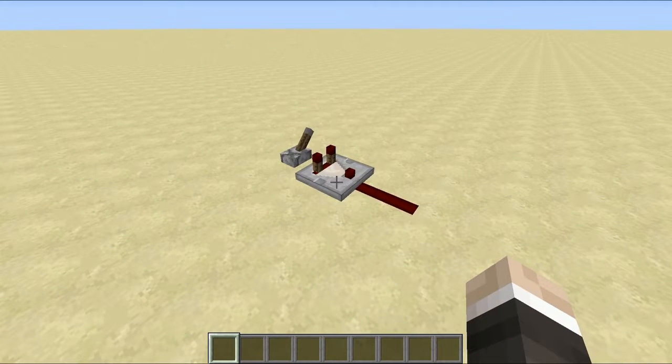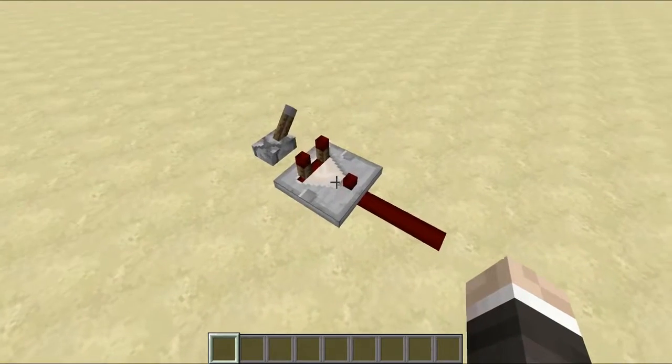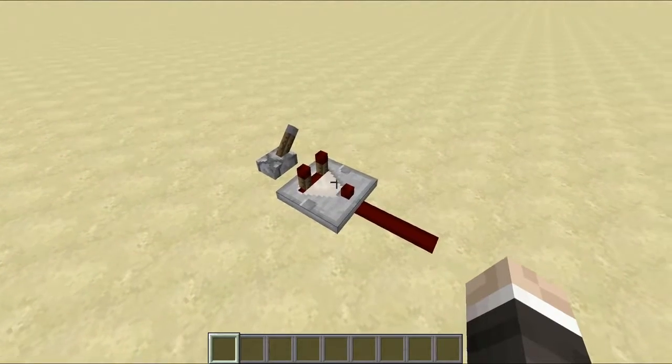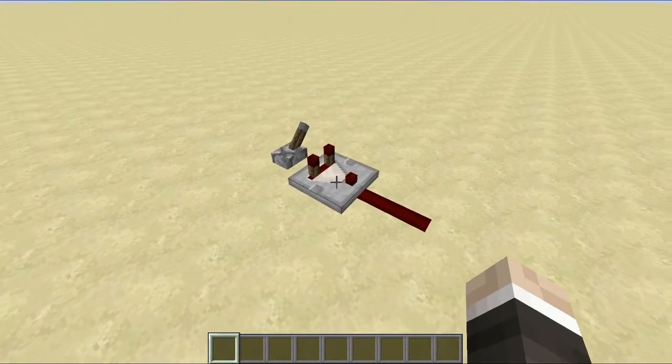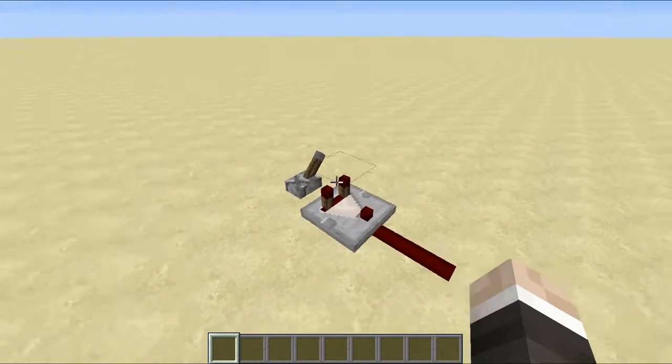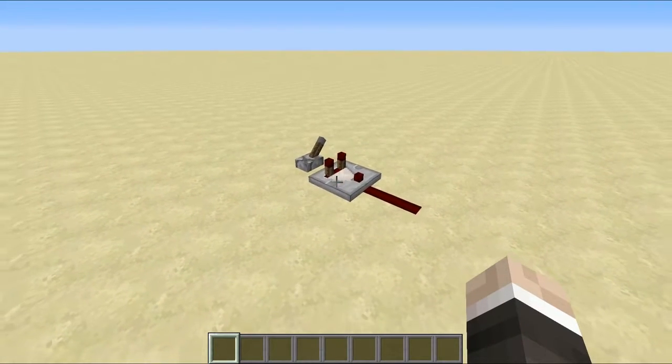I get tons of comments down in my comment section asking me, what on earth is this thing? What on earth does it do? How on earth do I use this thing effectively? So what I'm going to do is a full video dedicated to explaining everything you need to know about the comparator so that you can make use of it in your own redstone circuits. Hopefully by the end of this video, you will be a comparator pro, or at least fingers crossed.